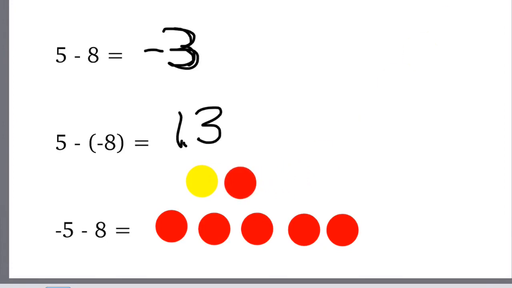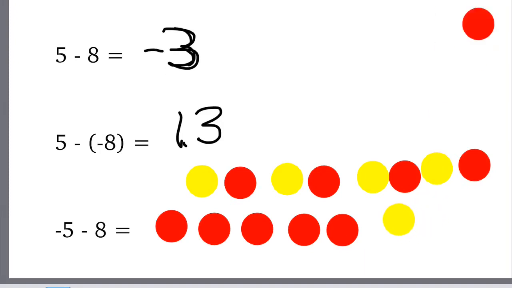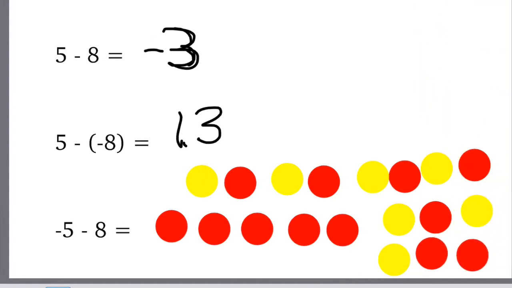That's 1 zero pair. That's 2 zero pairs. 3, 4, 5, 6, 7, and squeeze in one more, 8. Now I can take away 8 positives. 1, 2, 3, 4, 5, 6, 7, 8.